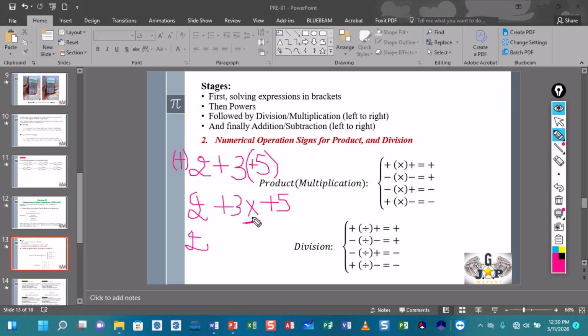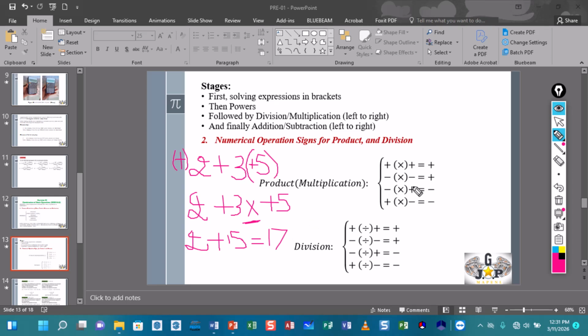Plus times plus gives me plus. Plus 3 times plus 5 gives me plus. Then I go 3 times 5 gives me 15. So 2 plus 15 gives me 17. That's how we solve it. That's how you get it right.